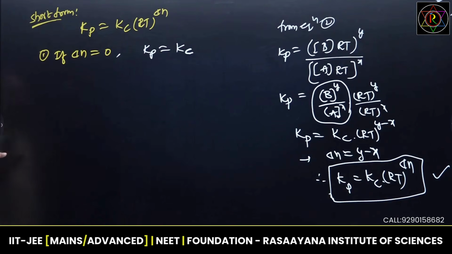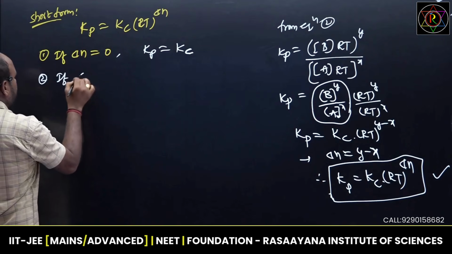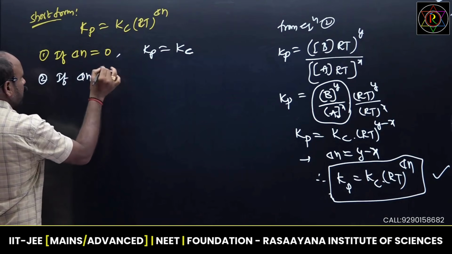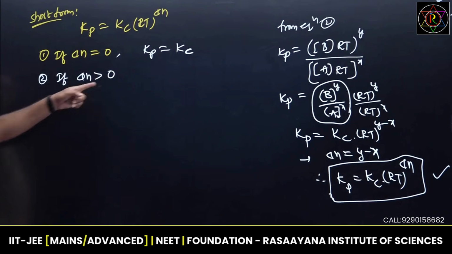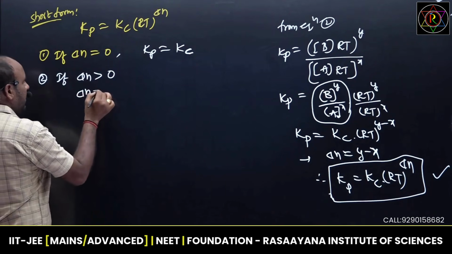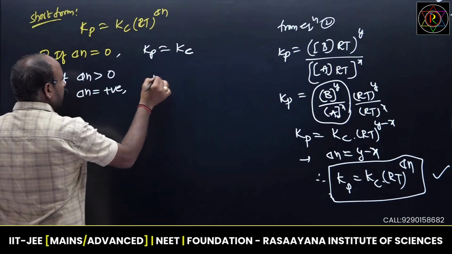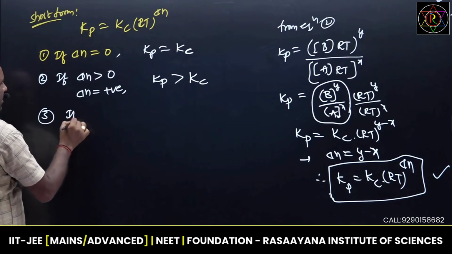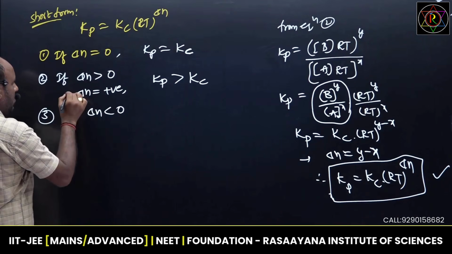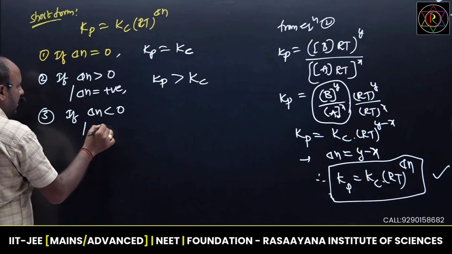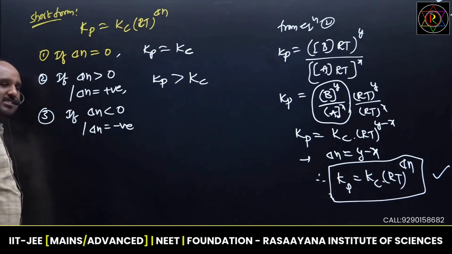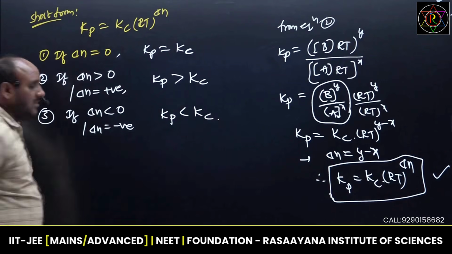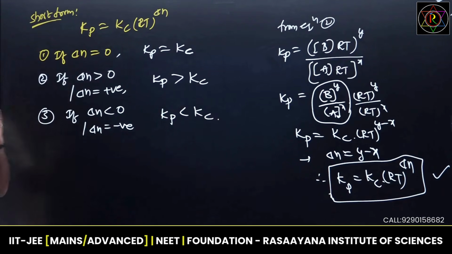Kp is equal to Kc, right? So if delta Ng is greater than 0, Ng also we have to write, or delta n. Because it will be applicable for the gases only. Delta n greater than 0 means delta n is positive. At that time Kp is greater than Kc, right? Then the third condition: if delta n is less than 0, or delta n is negative, less than 0 means negative values. At that time Kp is less than Kc, right? So these are the three conditions where Kp is equal to Kc.